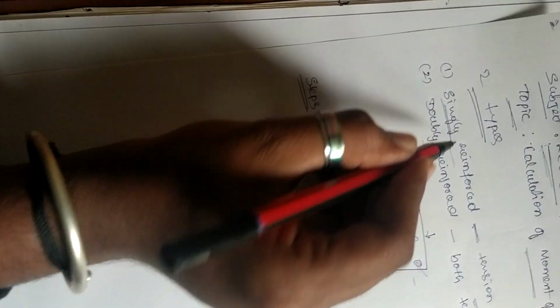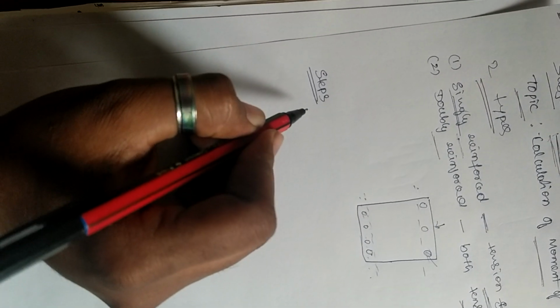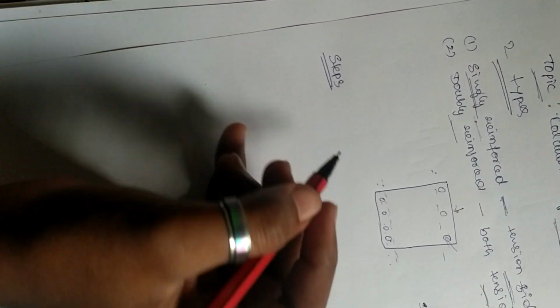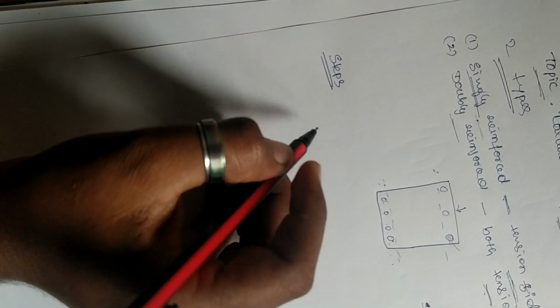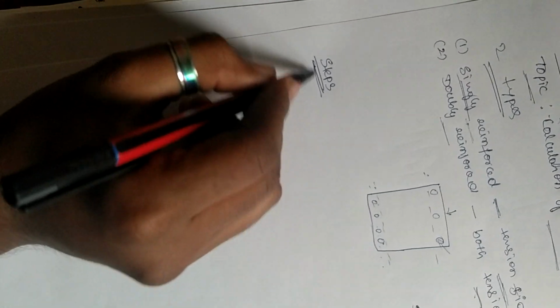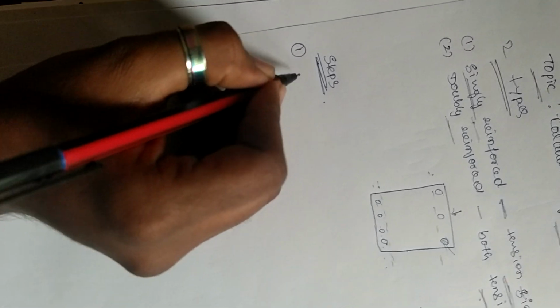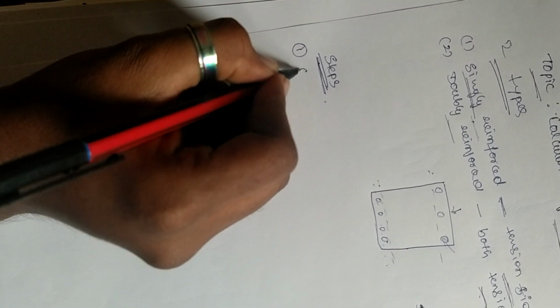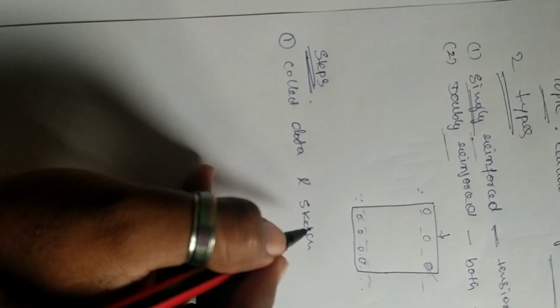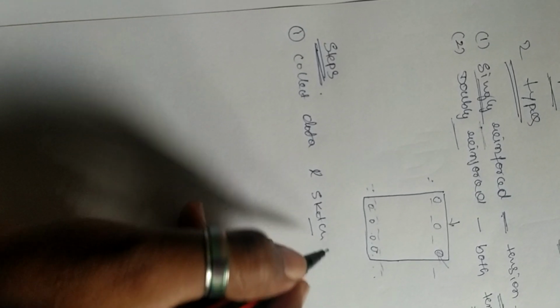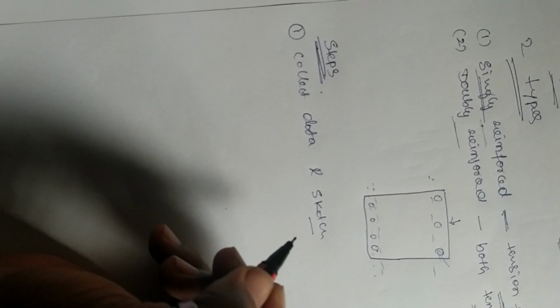Let us consider the first one, that is the singly reinforced beam. Let us see how to design a singly reinforced beam, that is, to calculate the moment of resistance in case of a singly reinforced beam. Here the first step is, as usual, to collect the data given and draw a sketch which shows the details given.